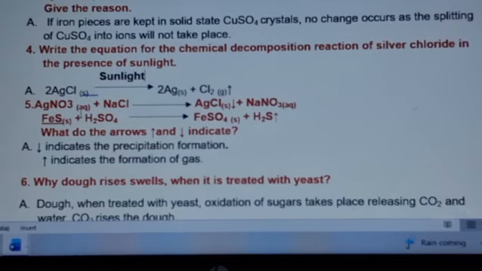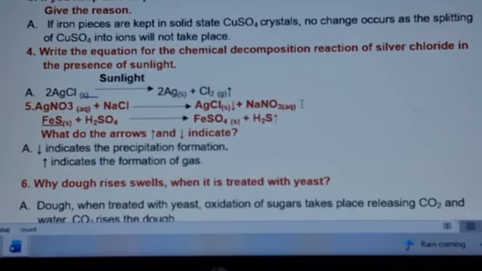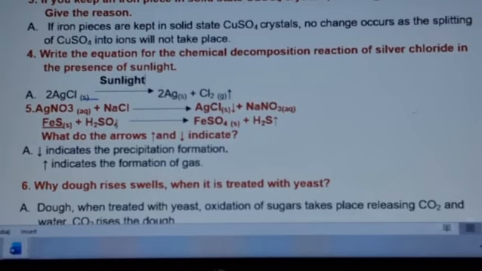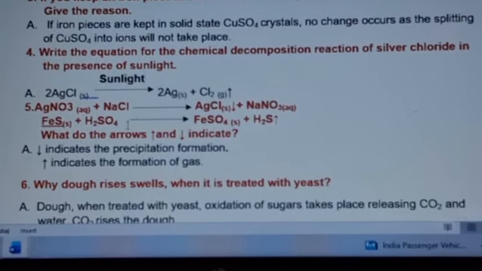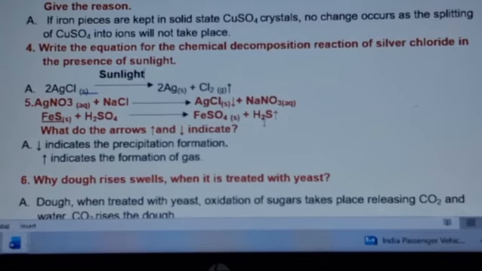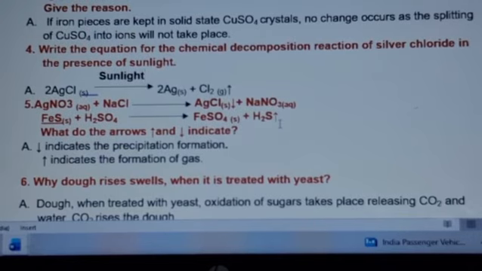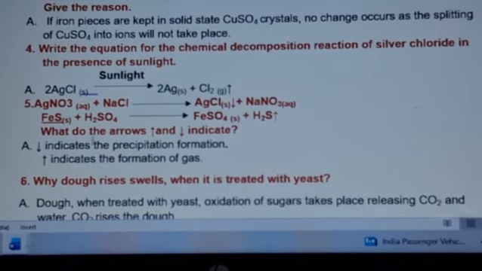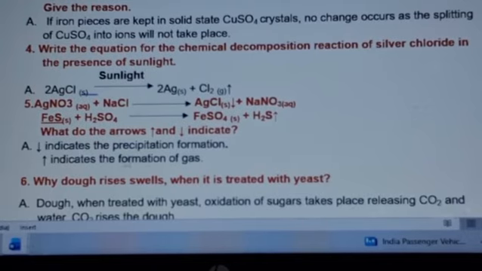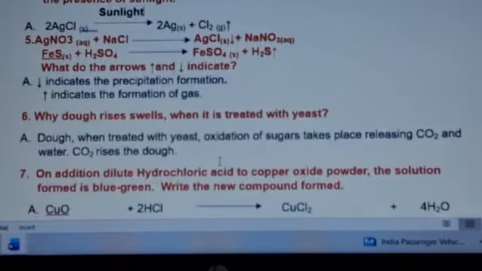So silver nitrate, which is an aqueous solution, is treated with sodium chloride. It gives rise to silver chloride and sodium nitrate, which is also aqueous in nature. So next question, ferrous sulfate, FeS, solid it is, with sulfuric acid, H2SO4, is giving rise to ferrous sulfate, which is also solid, and H2S, that is hydrogen sulfide, which is a gas that is liberated. What do the arrow marks up and down indicate? That is the question here. Down arrow indicates precipitation formation, up arrow indicates formation of gas.